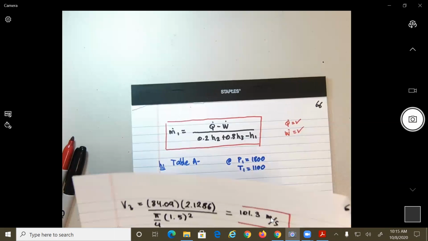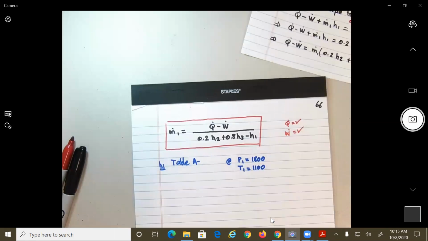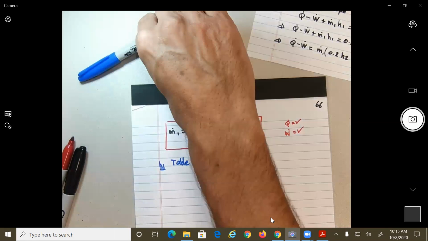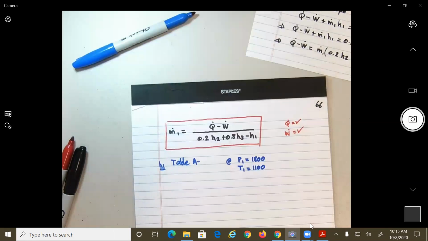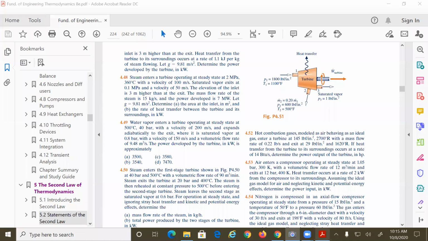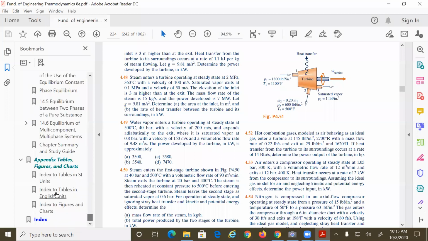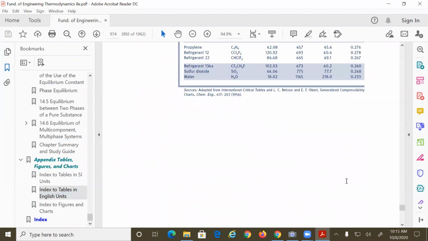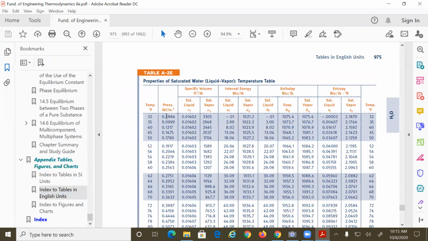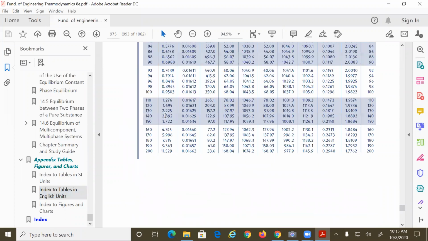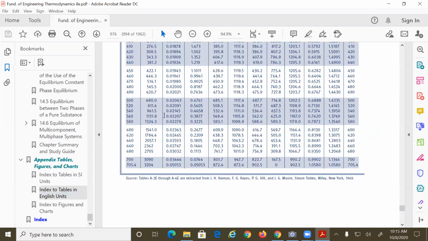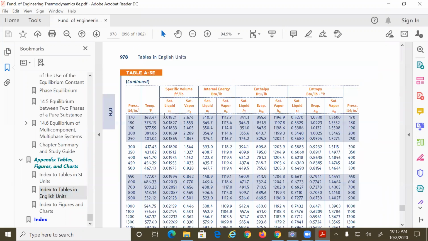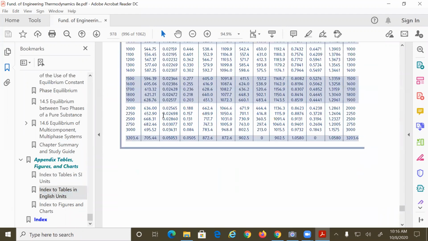All right, so let's find out what is the state of the water at that point. So let's go to the table. So this time we need English units. Here we go. So we could go to, let's see, we have the 1100 here, or we can go to the pressure. I think the pressure will be easier. Generally, the pressures are easier to understand. So pressure here, 1800.